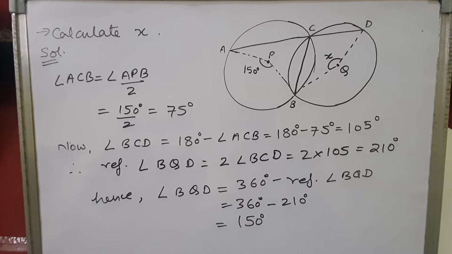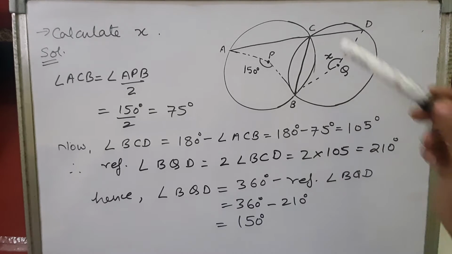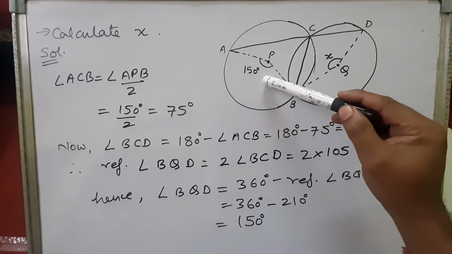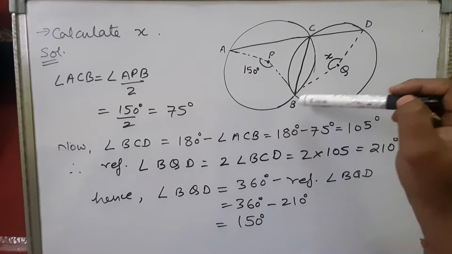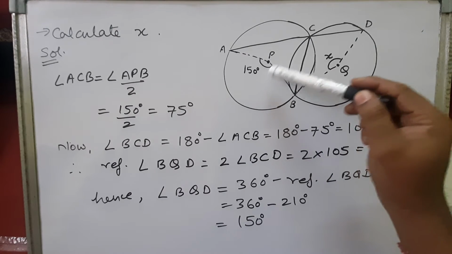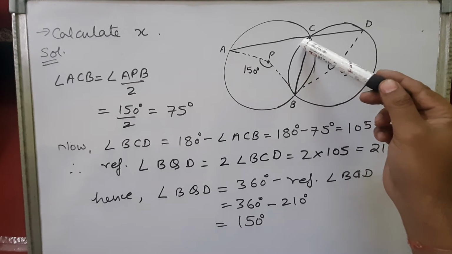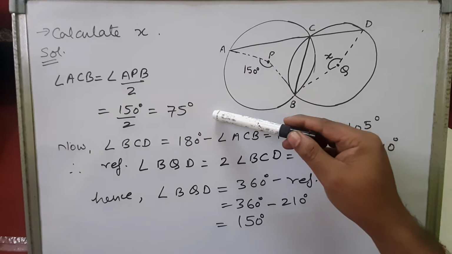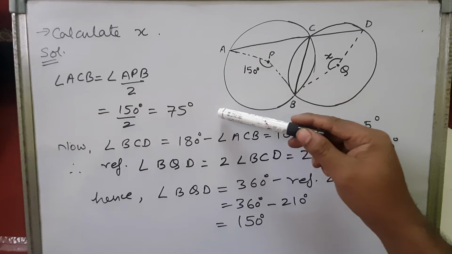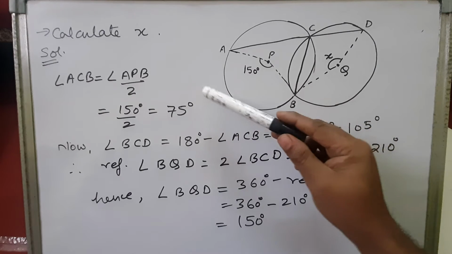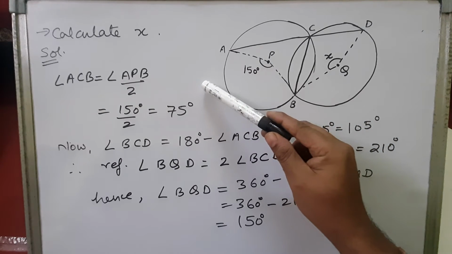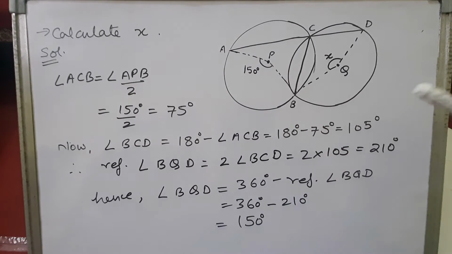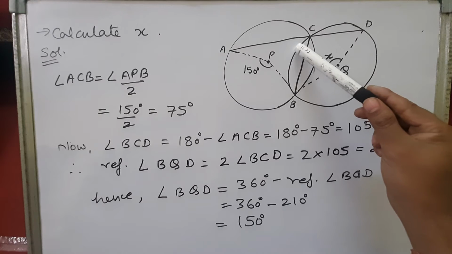Angle ACB, if we calculate in this circle, will be half of angle APB, because the angle subtended by the segment at the center is twice the angle subtended on the remaining segment. So angle ACB will be 150 upon 2, which is 75 degrees. I am not writing the reason because I don't have space here, so you better write the reason: why it is angle APB by 2, because the angle subtended at the center is twice the angle subtended on the remaining segment. Now we got this value, 75 degrees.